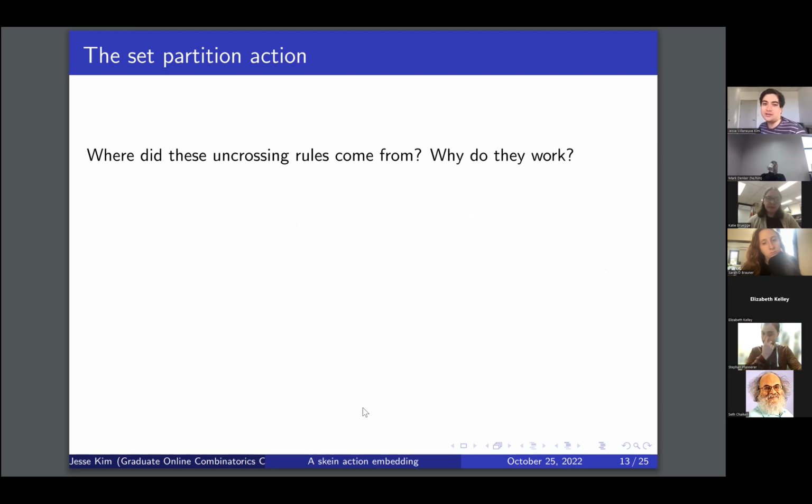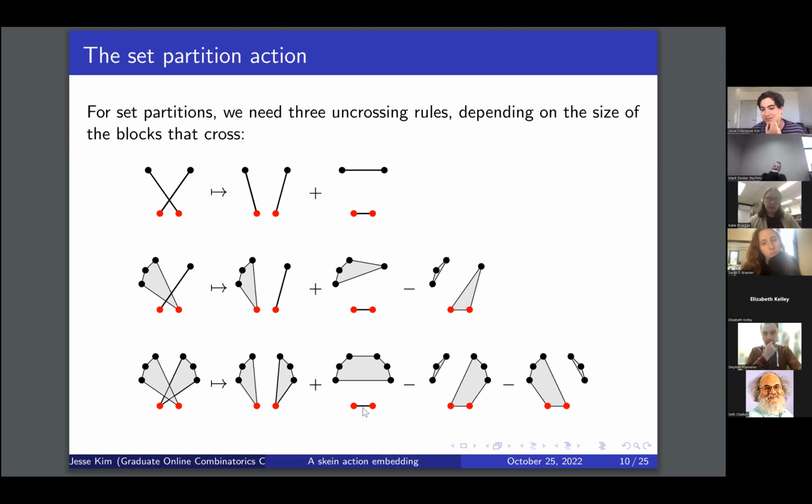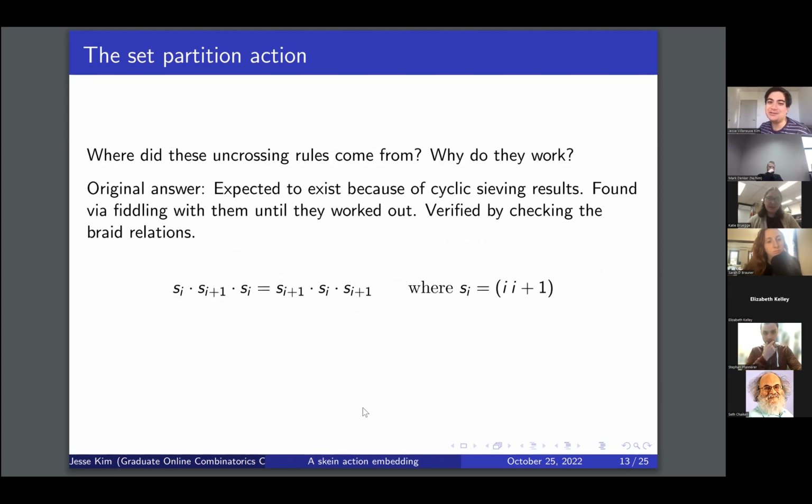But yeah, so where do these uncrossing rules come from? How did you come up with these? Why should we care about these specific rules? Is the question. And so I asked Brendan about this. And the reason he thought to look for these is because there's a cyclic sieving result on non-crossing set partitions. So he expected that there should be an action that extends the cyclic action on non-crossing set partitions to the entire symmetric group. So he decided to just look for it, and he just sort of played around with various relations like these until he found one that worked.